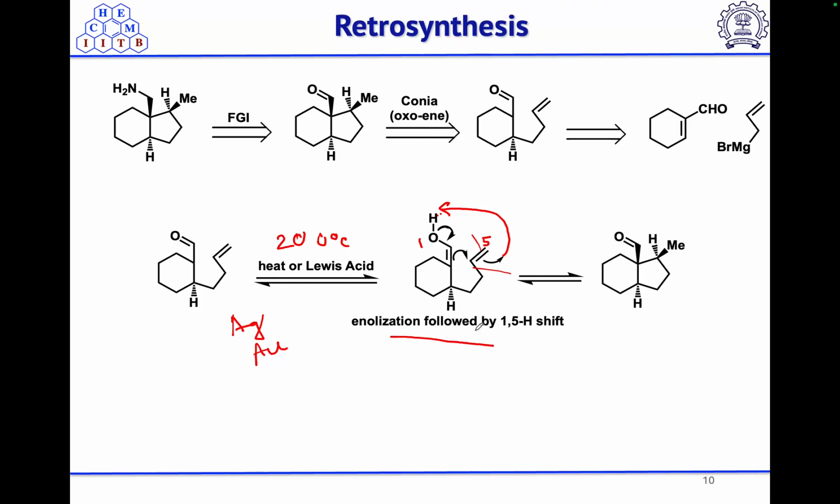So the Conia-ene reaction is very useful in organic synthesis because you will get a cycle. Depending upon the chain, suppose you have this two carbon chain. If you have a three carbon chain, you will get the corresponding six-membered ring in the product. So, according to your convenience, you can use the Conia-ene reaction in order to get the ring product.